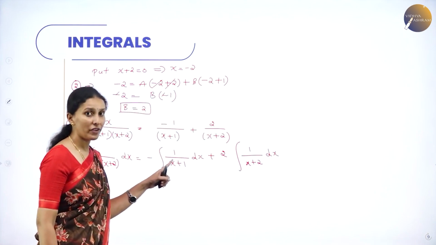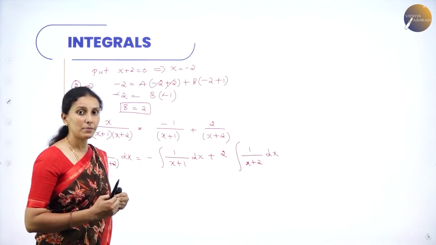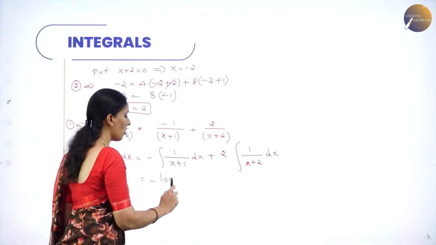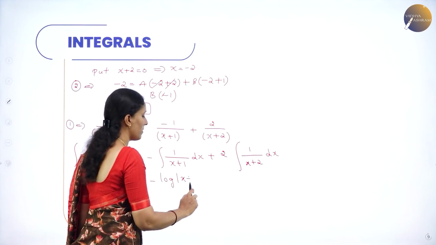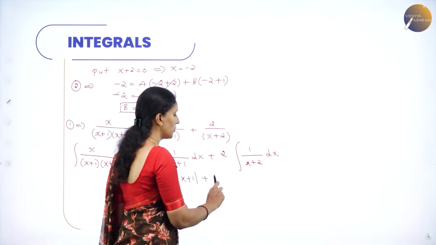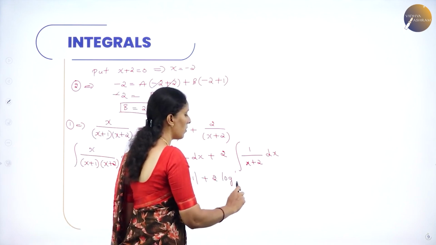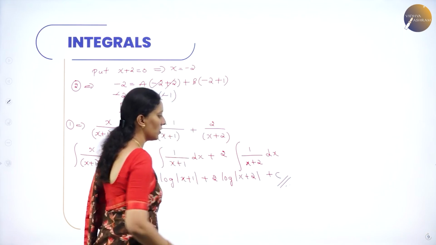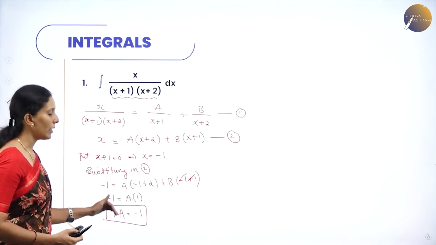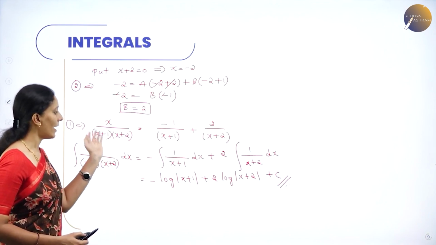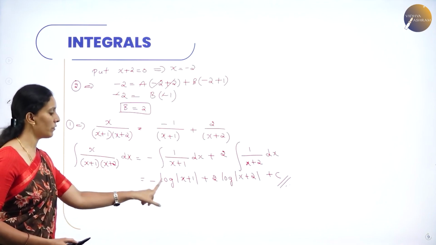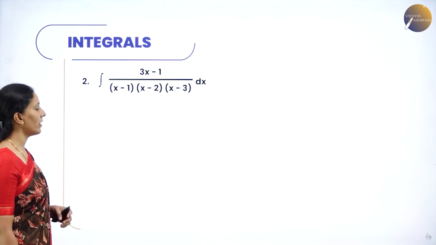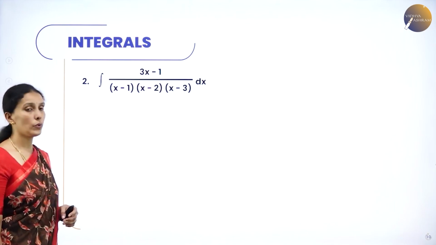Now this is in the form of ax plus b. Integral of 1 over ax plus b is nothing but log of ax plus b. So this becomes minus log modulus of x plus 1 and here plus 2 log modulus of x plus 2 plus c. So this is the answer. So first we will resolve them into partial fractions and then we will apply the integral and find the integral. Next, integral of 3x minus 1 divided by x minus 1, x minus 2, x minus 3.